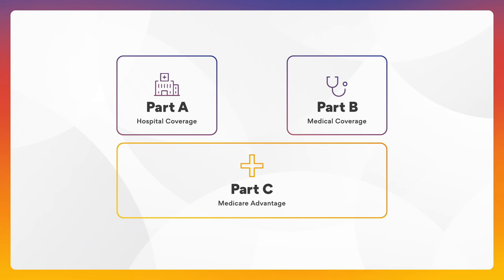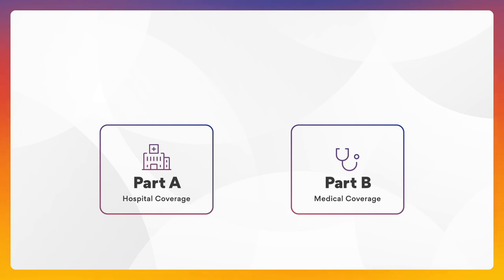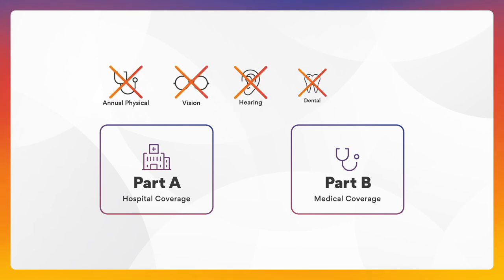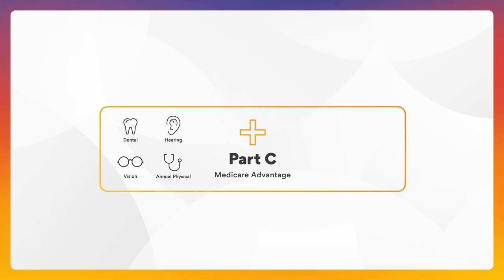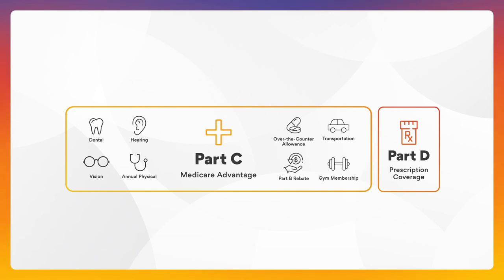Medicare Advantage plans, commonly referred to as Part C, help cover everything original Medicare covers, plus some great extras. For instance, Parts A and B do not provide coverage for many things needed for whole body health, such as annual physical exams, routine vision, hearing, or dental services, or transportation to and from healthcare appointments. But many Medicare Advantage plans may include these benefits, plus extras like free fitness memberships and benefits for purchasing over-the-counter healthcare products. Some Medicare Advantage plans also include Part D coverage to help with prescription medication costs, so there's no need to pay for a separate Part D plan.